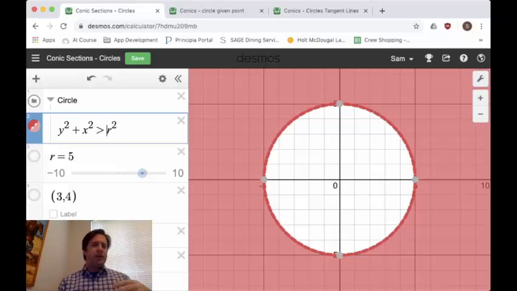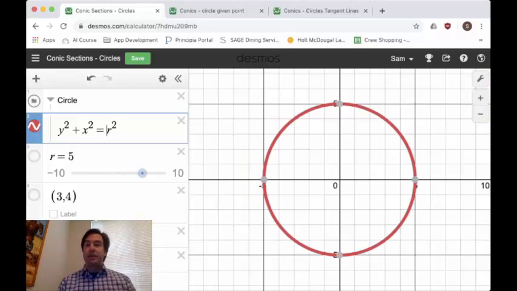So if you're given an equation for a circle and you're given a point, you can plug in that point for x and y and ask: is it inside the circle? Is it outside the circle? Is its distance to the origin greater than, less than, or equal to our radius? So let's look at just a quick problem like that.